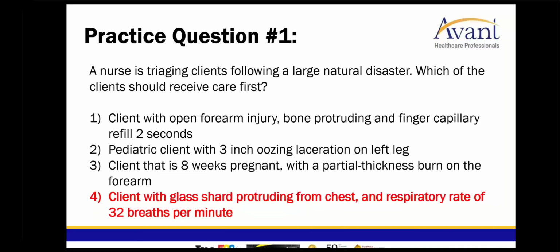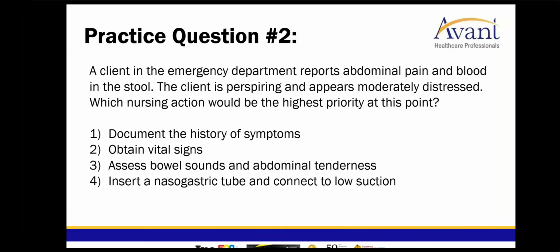You ready for another question? Here we go. Question number 2. Practice question number 2 says, a client in the emergency department reports abdominal pain and blood in the stool. The client is perspiring and appears moderately distressed. Which nursing action would be the highest priority at this point? Let's look at our answers.